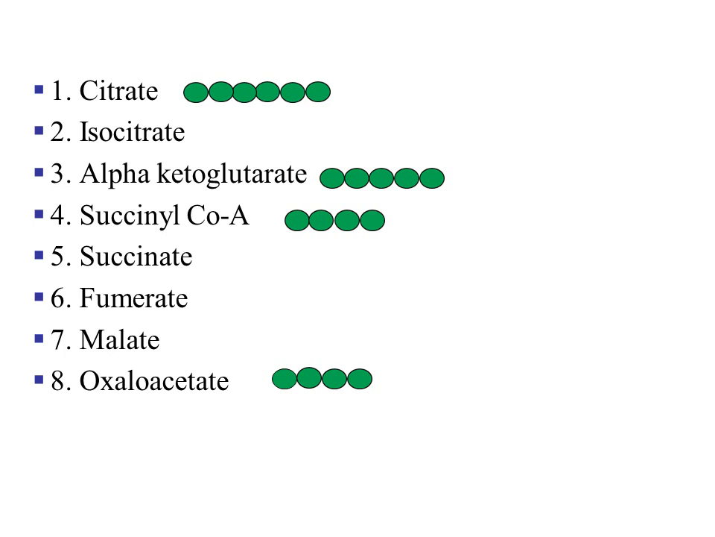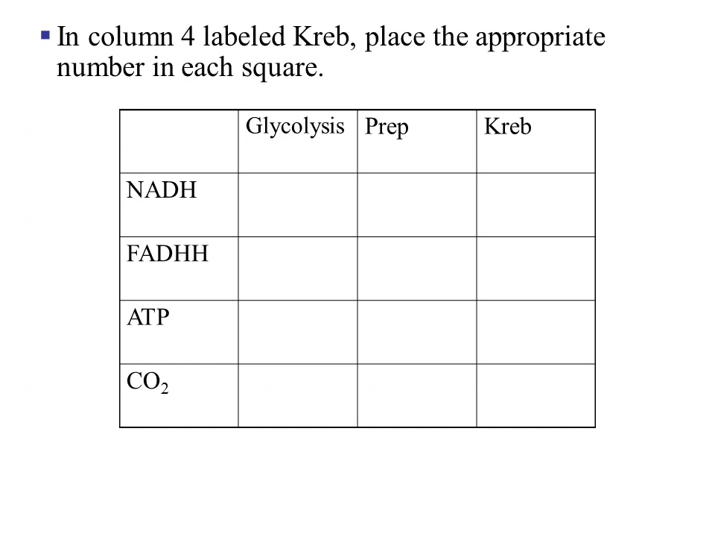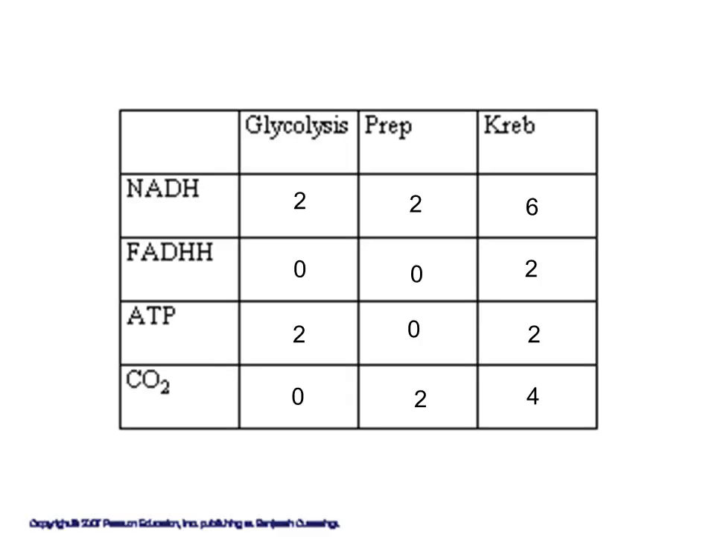This is a list of all steps. Step 1, step 2, 3, 4, 5, 6, 7, 8. Step 8, malate will create oxaloacetate with the use of an enzyme. Write all of these substrates and products. In column 4, labeled Krebs, place the appropriate number in each square. This should be the answer.